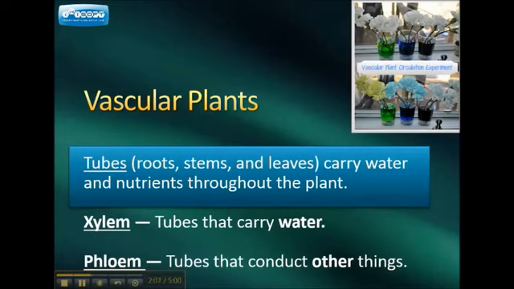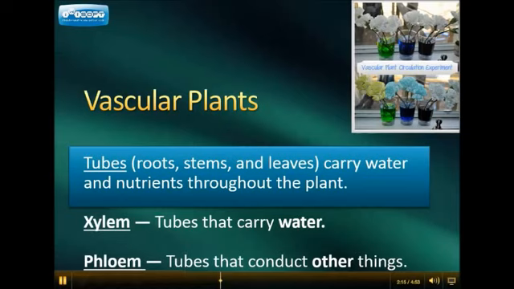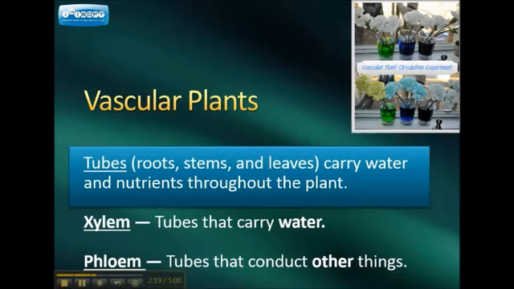There are two types of tubes a plant can have. The first is called xylem. These are tubes that carry just water. I kind of remember them because in the alphabet, W comes right before X, you know, W, X, Y, Z, so water, xylem, they go together. Versus the other type of tube, which is phloem. Phloems are tubes that conduct other things throughout the plant, mostly food. So phloem, food, both start with the same sounding phonics, so you know they go together as well.